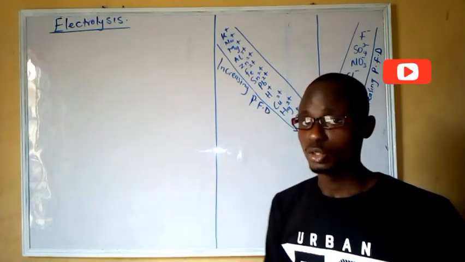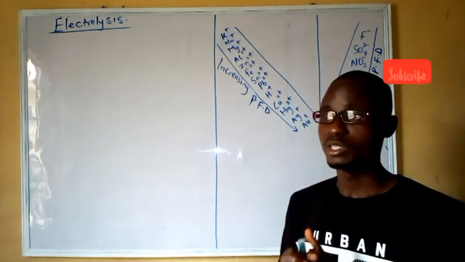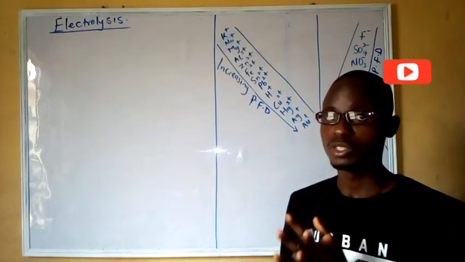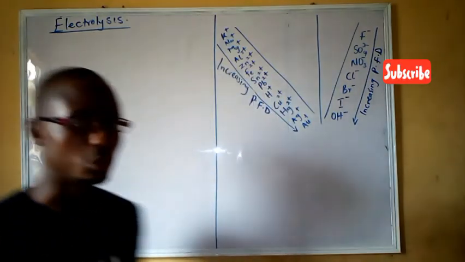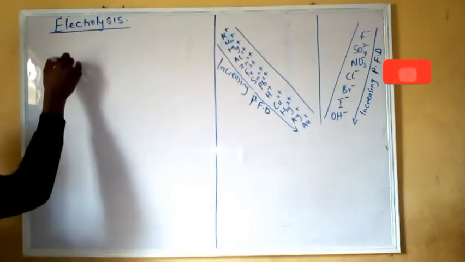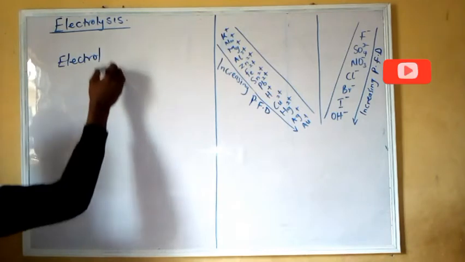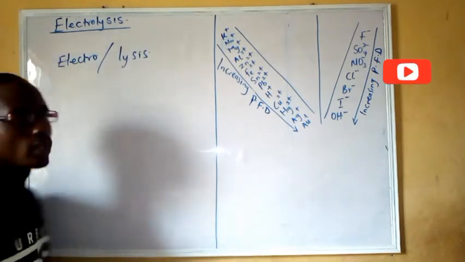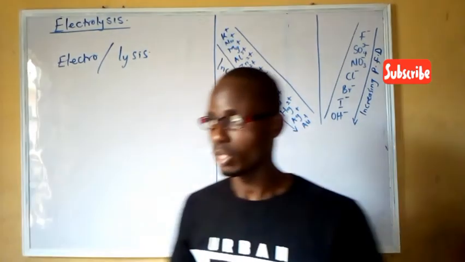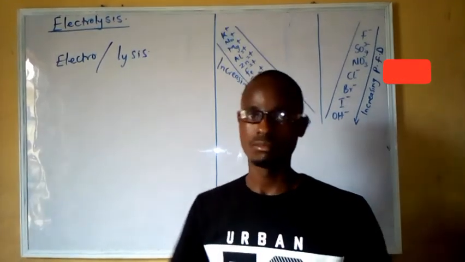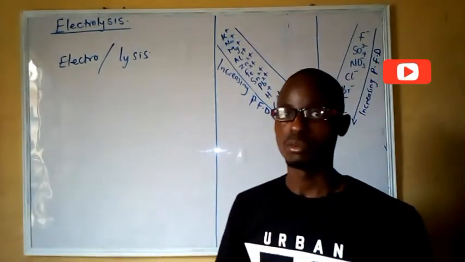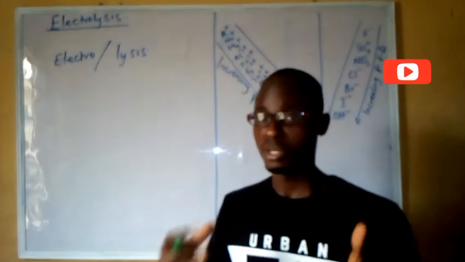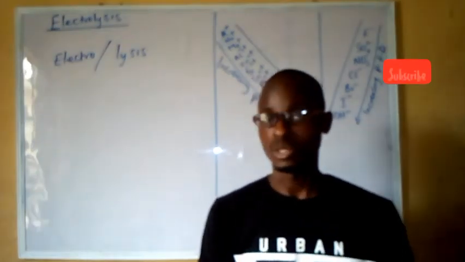We want to look at electrolysis today, and what does electrolysis imply? The word electrolysis is coined from two words. The first one, which is electro, and the other one, lysis. The word electro means in Greek what? By electric. Then lysis means breaking down. So meaning that electrolysis is talking about the breaking down of something by electric current.